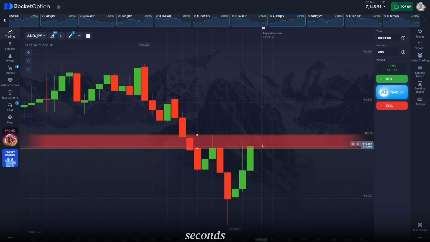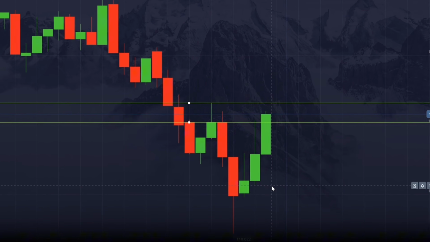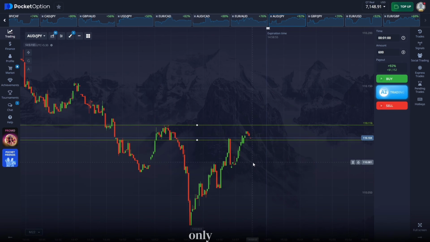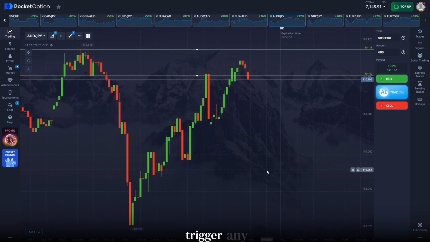Last 26 seconds are remaining for this 1-minute candle to close, and it looks like the price will close below, so chances of a reversal will be really high. Last 16 seconds are remaining and I am ready to place my trade if I have confirmation. Let's open the 5-second chart, because then only I will be able to trigger any trade.